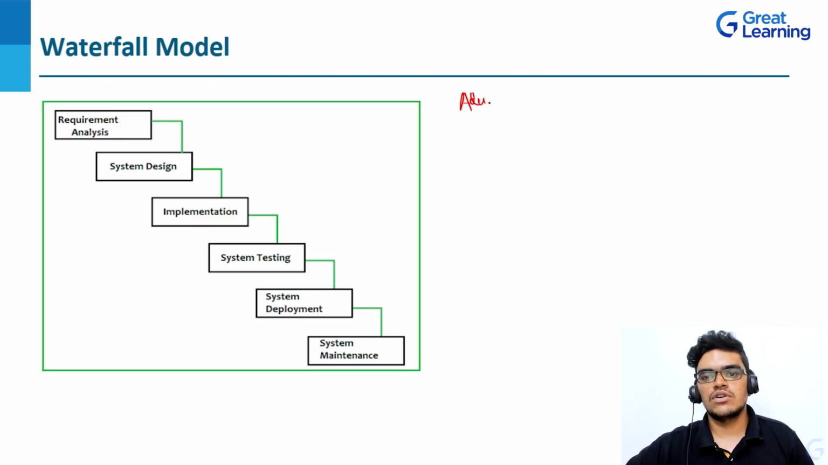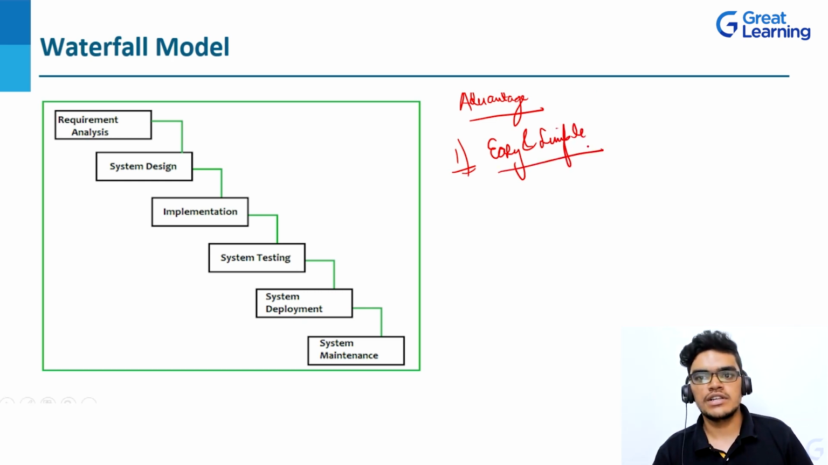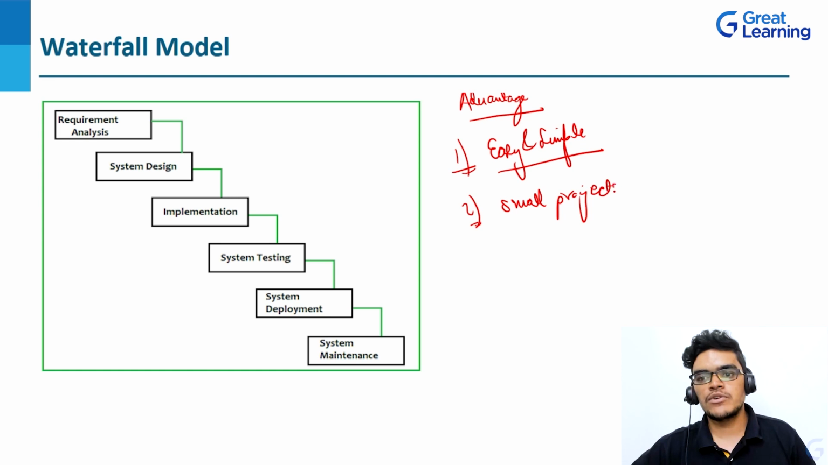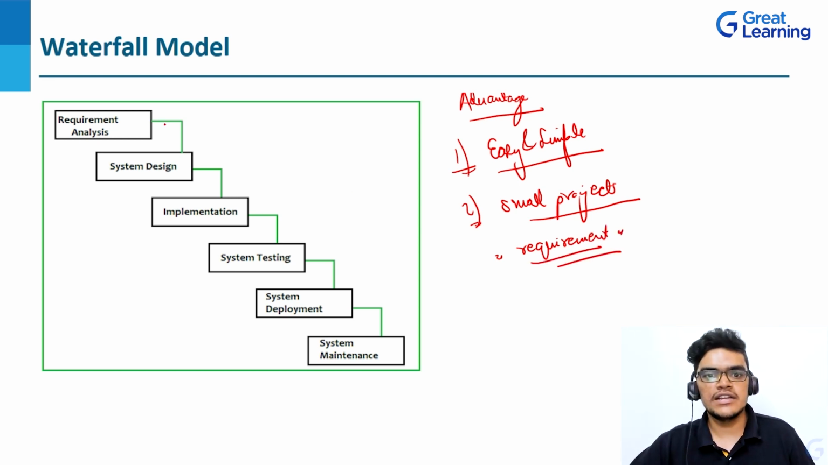Now let's see the advantages of the waterfall model. The first advantage is that it is easy and simple. As you can see, this model is really easy to understand and very simple, because it is a linear sequential life cycle model. Second, it is good for small projects. If a small project has requirements with proper clarity, then using this linear sequential life cycle model, we can make a good small project.